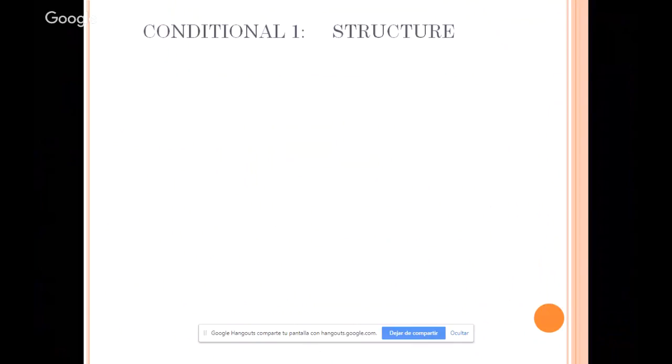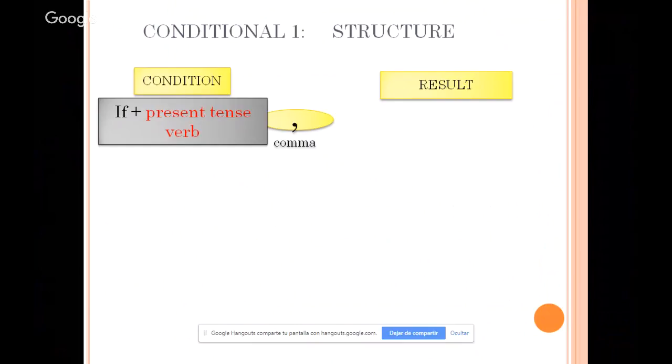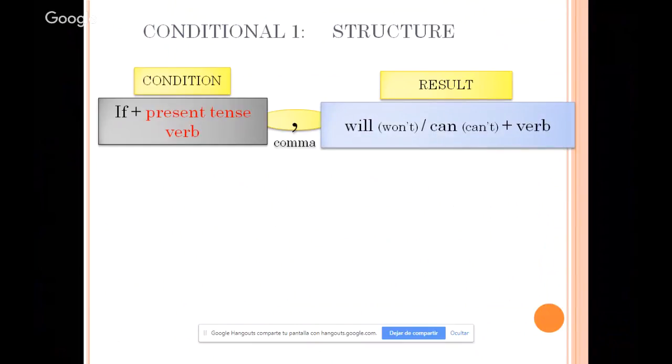Let's explore a little bit more the structure of the conditional type 1. So we have a condition and a result. That is clear. Both the condition and the result are separated or split by a comma. The condition uses the particle if and the present tense of the verb. The result is using will or can in affirmative or negative.